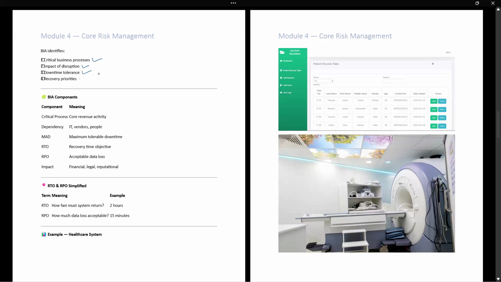Recovery priorities. Like we were discussing priorities in risk management, in business impact analysis also we are going to discuss what our recovery priorities are. How soon do we want to recover the ordering process? See, if your shipping process is impacted and your ordering process is impacted, which one do you want to make live again first? Shipping process is broken and ordering process is broken. Which process do you want to come live very soon?